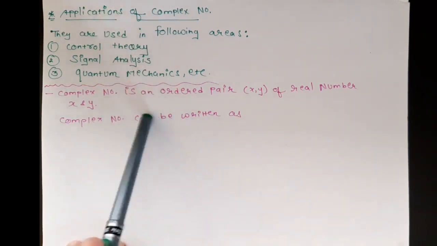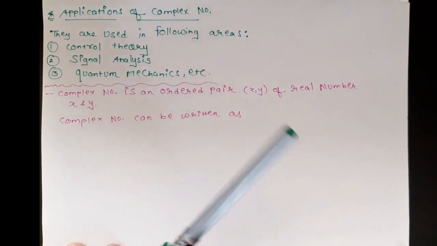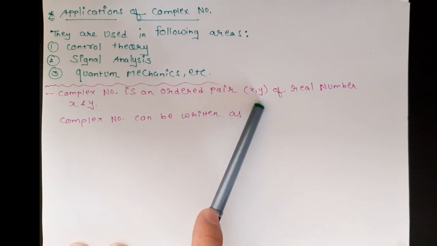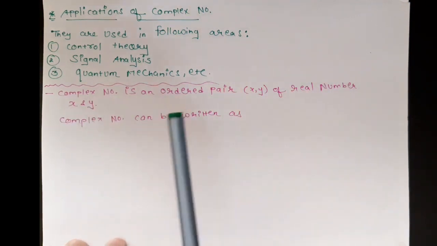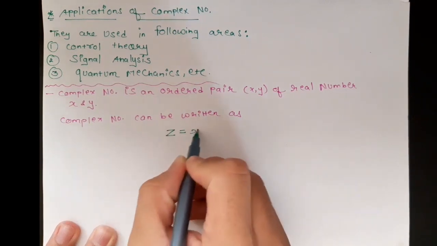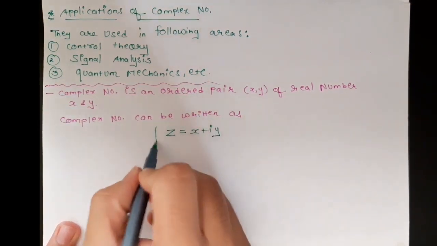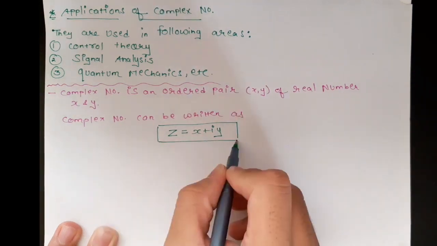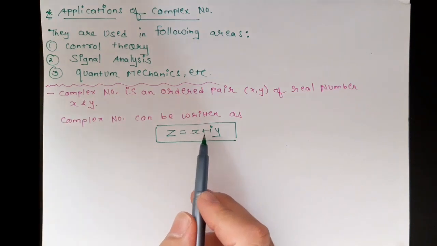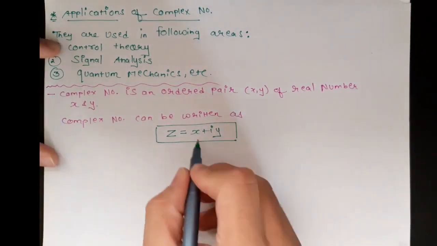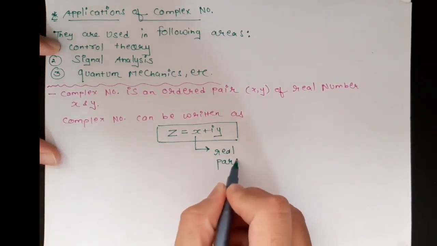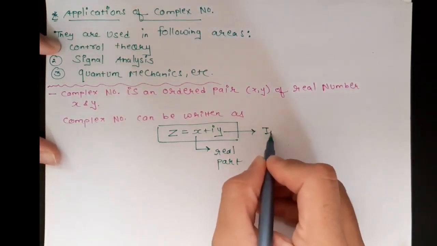Now we will see how a complex number is represented. A complex number is an ordered pair (x, y) of real numbers x and y. So a complex number can be written as z = x + iy. Always remember, whenever in this module I say write z, you have to write z = x + iy, where x is the real part and y is the imaginary part.